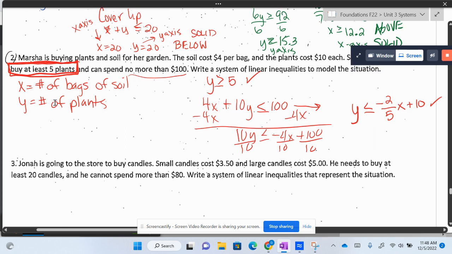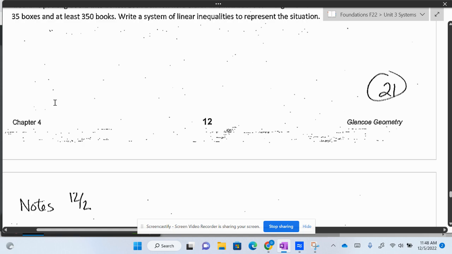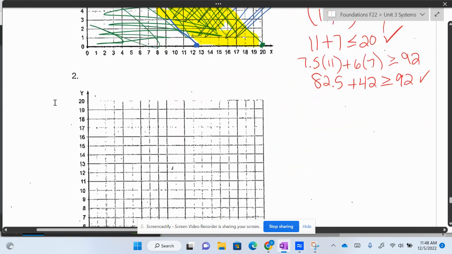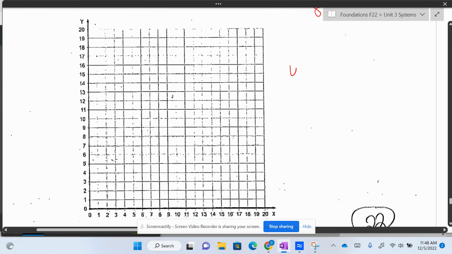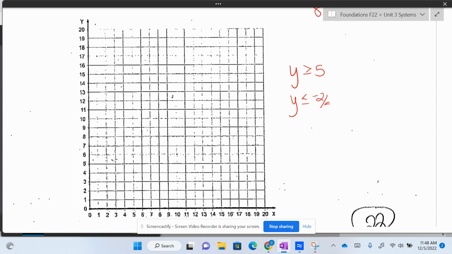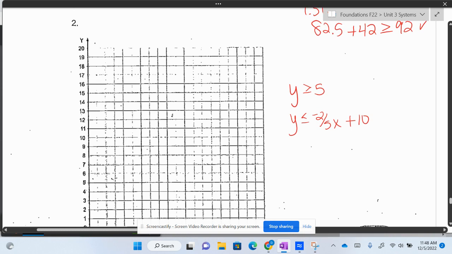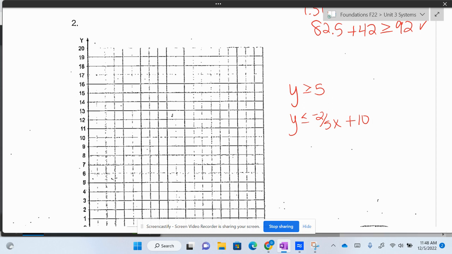Are you guys ready? Can I go there? So Y is greater than or equal to 5 and Y is less than or equal to negative 2/5 X plus 10. Those are the two inequalities that we're graphing. I'm going to go back for you, Gavin. Is that what you needed, just those two equations?